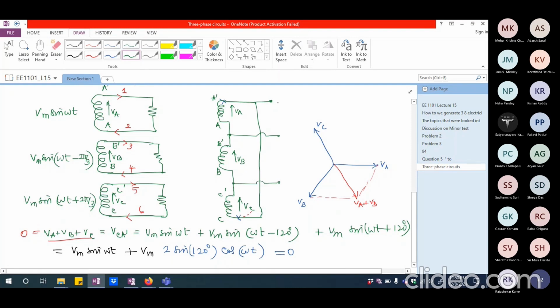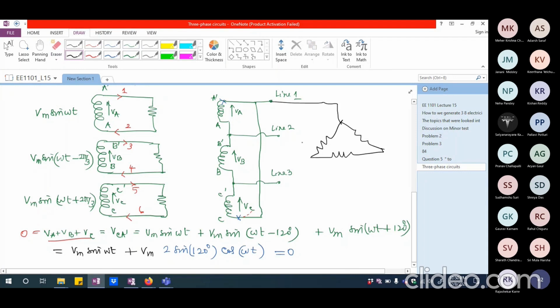I may call this line 1, which is going to give me some output. Then I can connect line 2 and line 3. Now I can connect 3 resistances, maybe in delta, that should not be a problem. So I can connect one resistance like this, one like this, and a third like this. And I can connect line 1 here, line 2 here, and line 3 here.